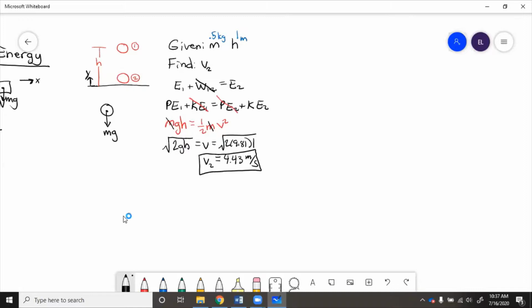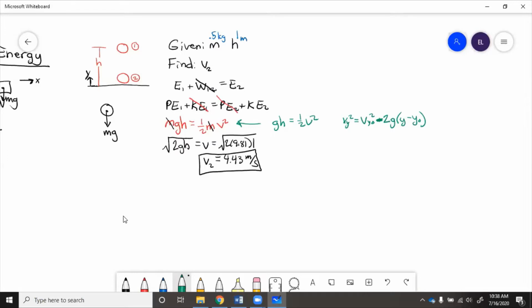So looking at this, this formula right here should actually look kind of familiar. So this is g h equals 1/2 v squared. Well, thinking back to our projectile motion equations, we had vy squared equals vy initial squared minus 2 times g times y minus y initial.